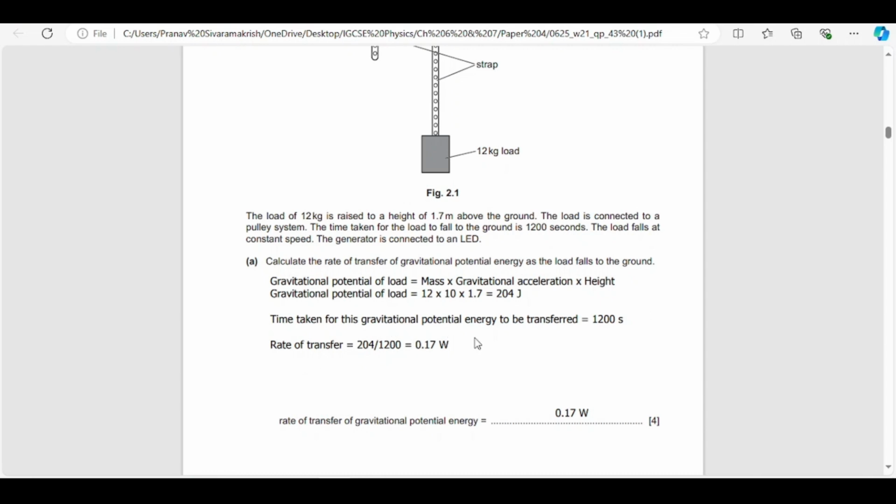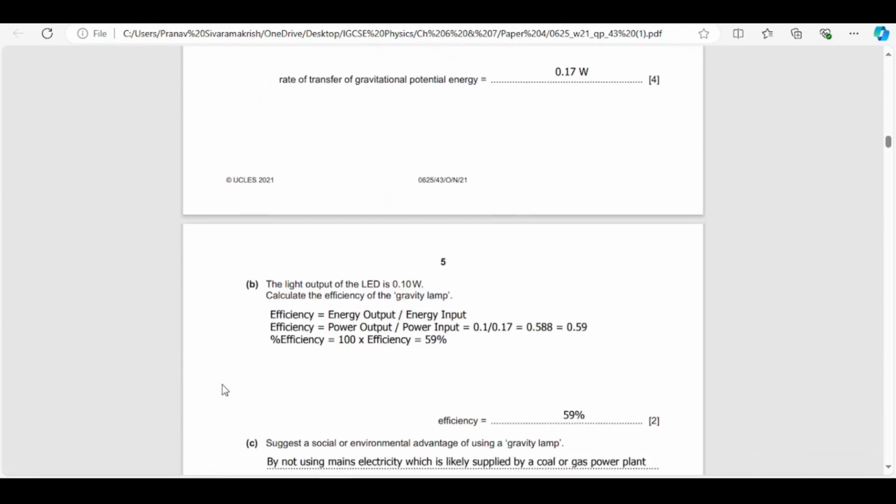And we know that the rate of energy transfer, the rate of work done, is power, and power has the units of watts or joules per second. So essentially we have a value of 0.17 watts. That is the rate of transfer of gravitational potential energy in this scenario. Have you got any more questions on the concept?